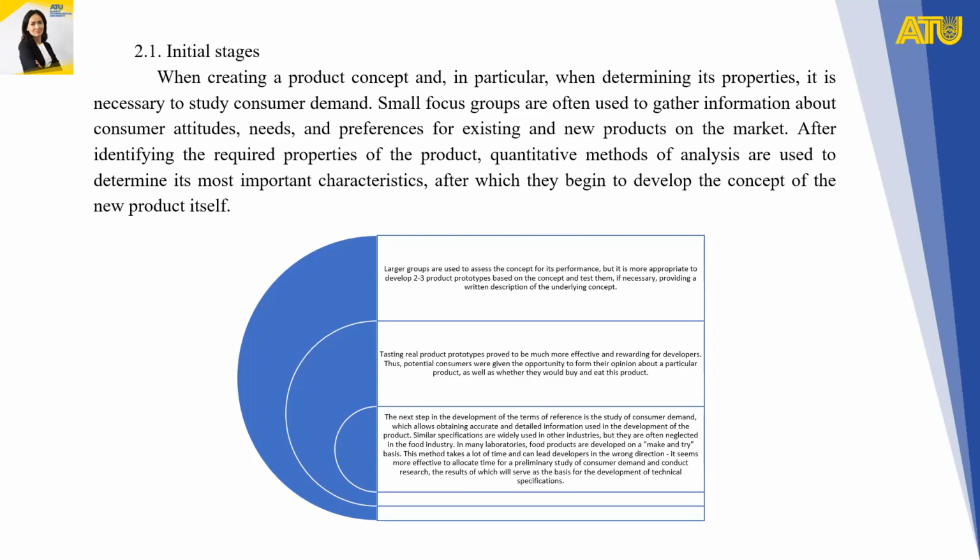Initial stage. When creating product concepts, and in particular when determining its properties, it is necessary to study consumer demand. Small focus groups are often used to gather information about consumer attitudes, needs, and preferences for existing and new products on the market. After identifying the required properties of the product, quantitative methods of analysis are used to determine its most important characteristics, after which they begin to develop the concept of the new product itself.